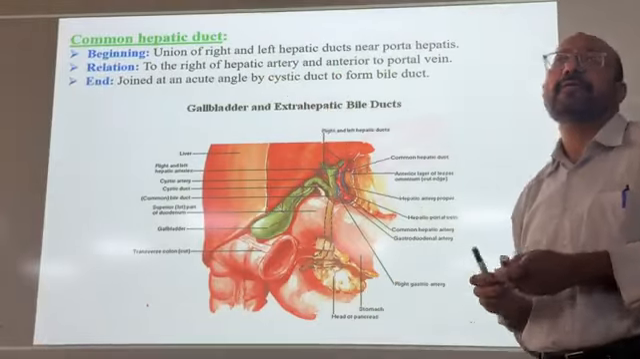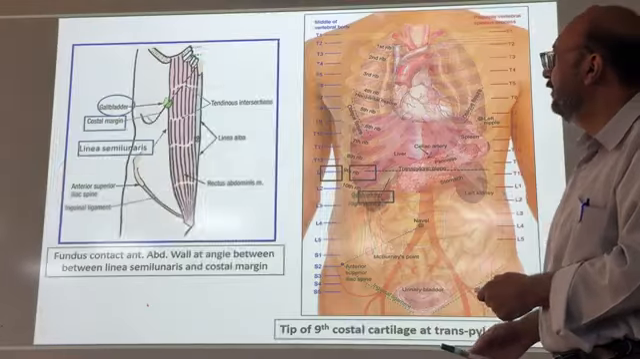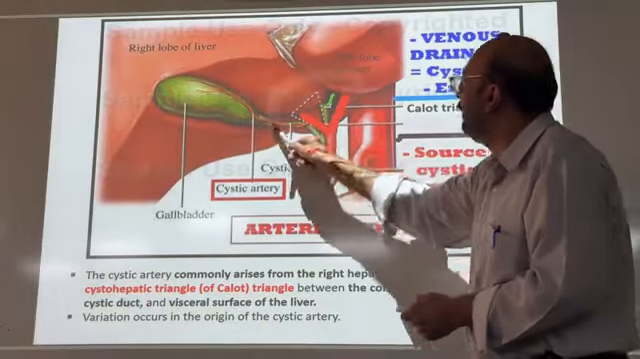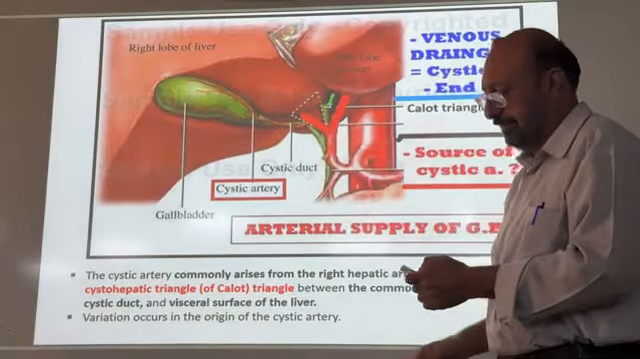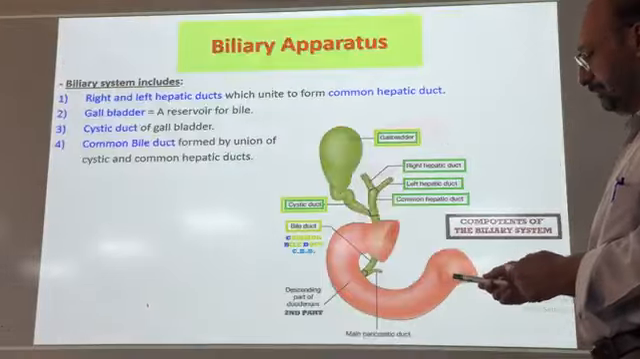What is porta hepatis? Hilum of the liver. Where is the hilum of the liver? Let's see if I have any picture of the liver. Here roughly. This is the hilum of the liver. And in the lab I will also demonstrate to you the hilum of the liver. Okay.